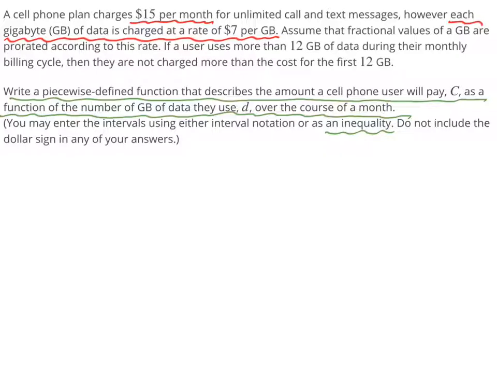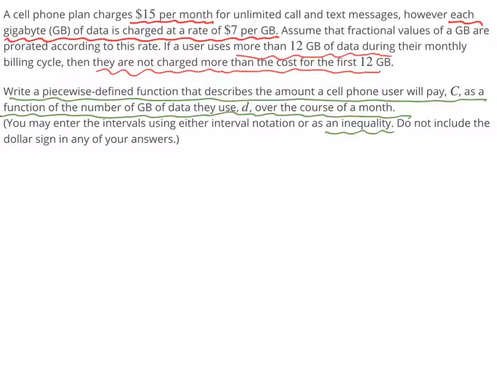But then the last sentence says, if a user uses more than 12 gigabytes of data during their monthly billing cycle, they're not going to be charged more than the cost of the first 12 gigabytes. And that's kind of good, because that just means there's a cap on how much you're going to pay every month. We know there's a minimum, $15 a month, but now we also see there's a cap. 13 gigabytes costs the same as 12 gigabytes. 45 gigabytes costs the same as 12 gigabytes. That sounds like a good deal to me.